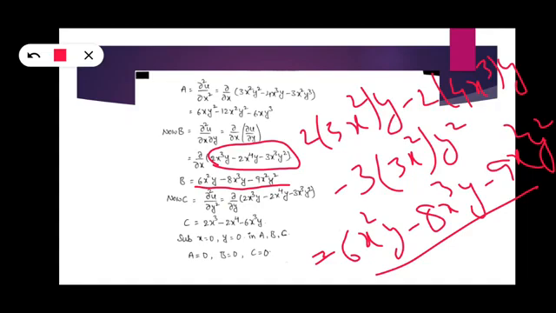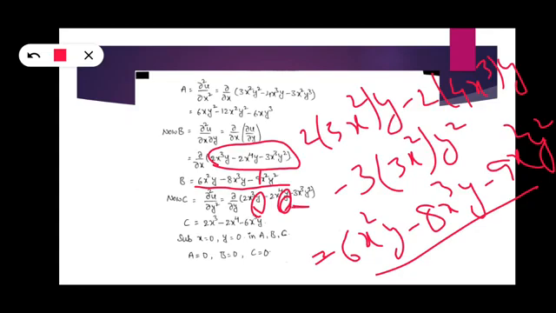Here we do the partial differentiation with respect to y. So here, 2x cube will be constant. Here y differentiation is 1, and y square differentiation is 2y. So y square differentiation is 2y.